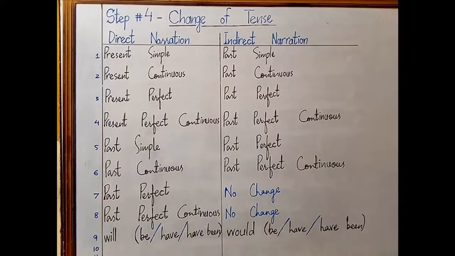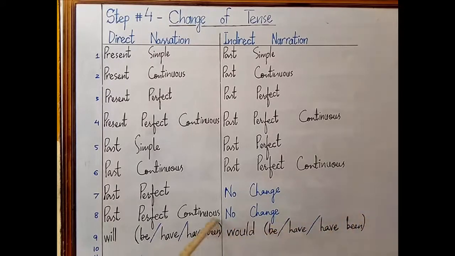No change. Now let's take a look at the future tenses. In short, I have written here, if we have will, which means future simple in direct narration, when you are taking this sentence into indirect narration, you change will into would. If you have will be, you make it would be. If you have will have, you make it would have. If you have will have been, you make it would have been. So future simple will becomes would, future continuous will be becomes would be, future perfect will have becomes would have, and future perfect continuous will have been becomes would have been.